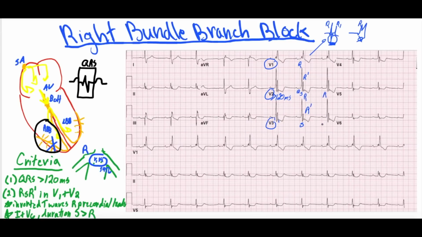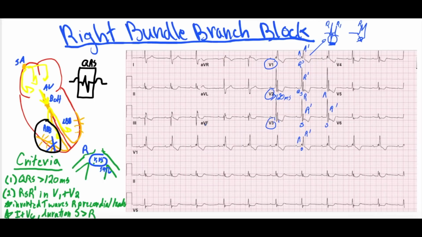You have an R here, you have your S, you have your R prime. You can go to any of these. You have your R here, you have your S, you have your R prime. You see that? We can go throughout all of them and do that. You can go up here, you have your R, S, R prime. So that is the stereotypical morphology of the QRS in a right bundle branch block, because you have a prolonged QRS, which is more than 120 milliseconds, and we're at 3 small boxes. And then you have your RSR prime, which is most apparent in V1 and V2 because those are the right-sided precordial leads.